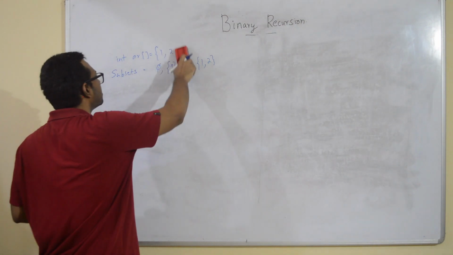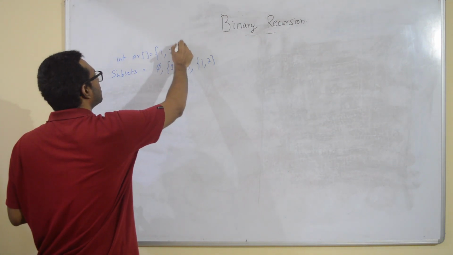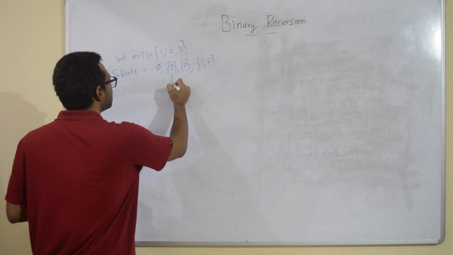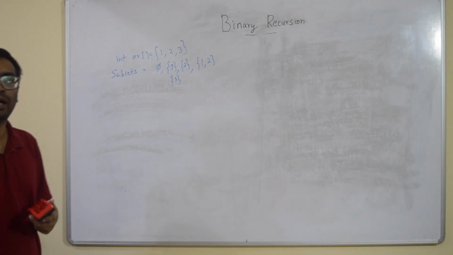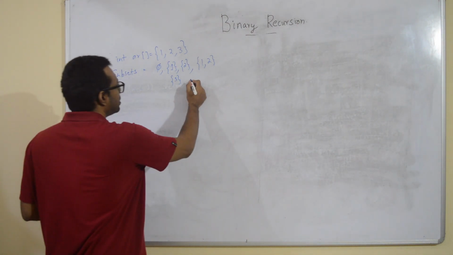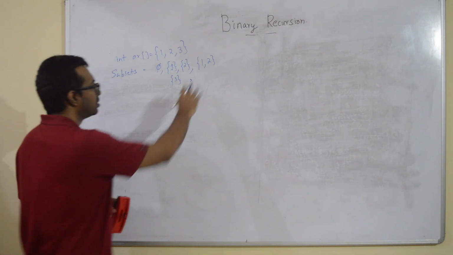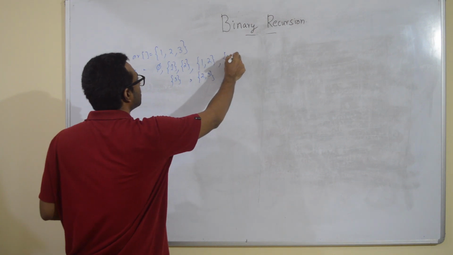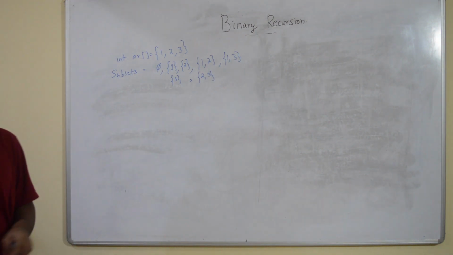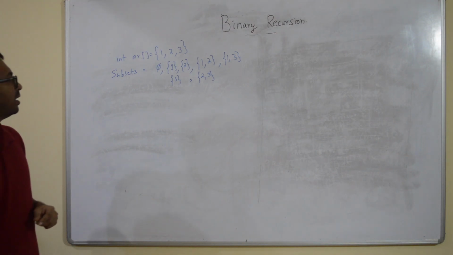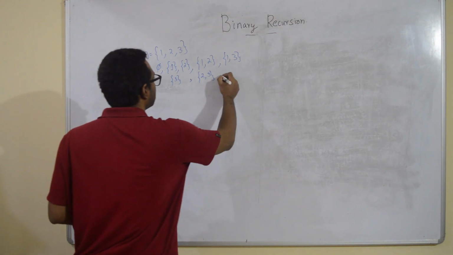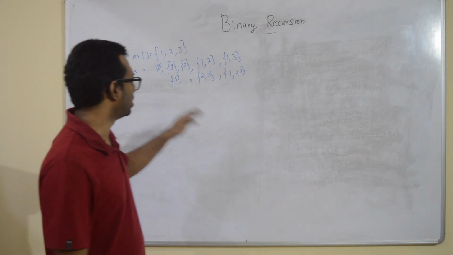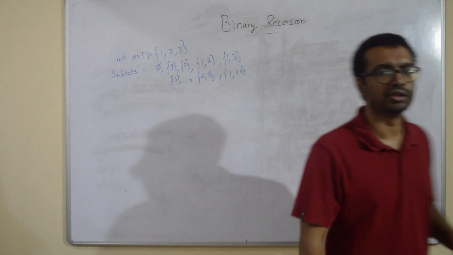What if I had 3 elements? If I had 3 elements, again there will be an empty set and 3 singleton sets and sets of pairs of numbers. So I have written 1, 2 here. So these are all the pairs of numbers, right? And finally the full set. Okay, so these are all the subsets of this set.